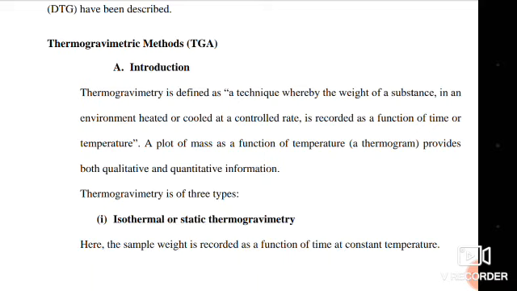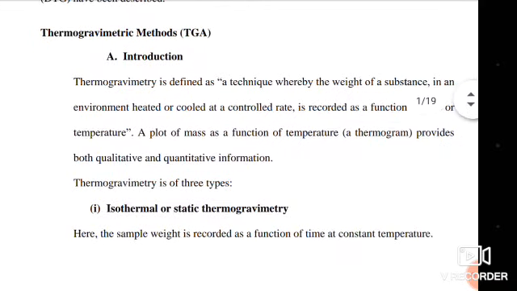So what is the thermogravimetric method? Thermogravimetry is defined as a technique whereby the weight of the substance in an environment heated or cooled at a controlled rate is recorded as a function of time or temperature. A plot of mass as a function of temperature, that is a thermogram, provides both qualitative and quantitative information. So thermogravimetry is of three types.